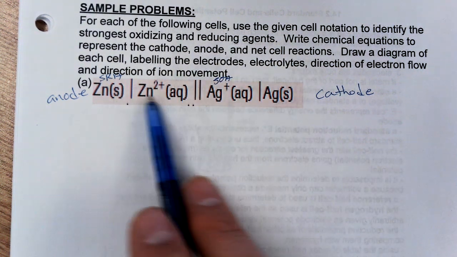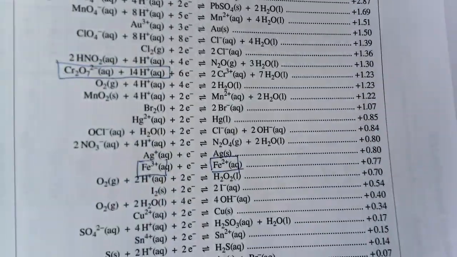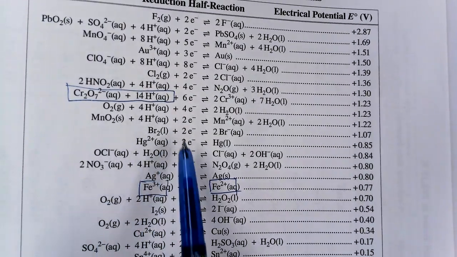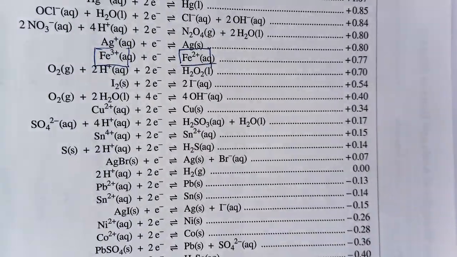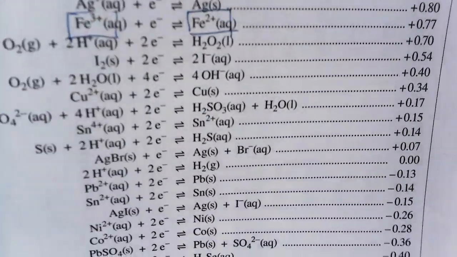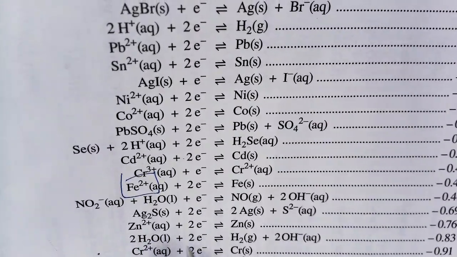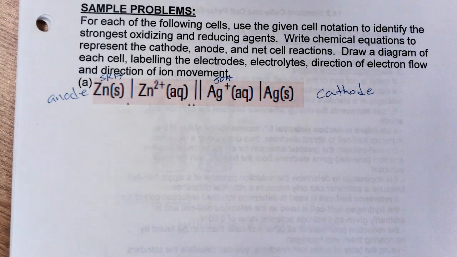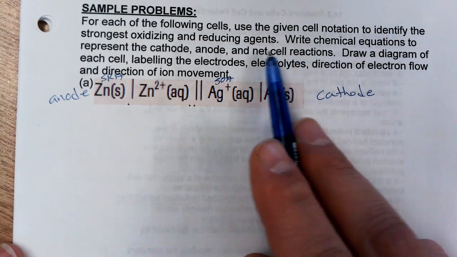If we didn't know that, you just look through your booklet and find your strongest oxidizing and reducing agents. Silver is right here, and then way further down, zinc is near the bottom as a strong reducing agent. So you can always use that booklet to see the strongest oxidizing and strongest reducing agent. Okay, so we have those.